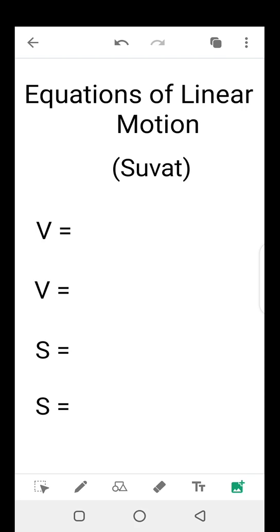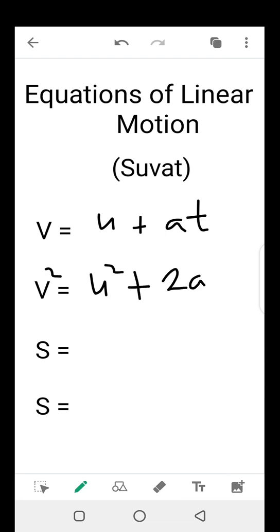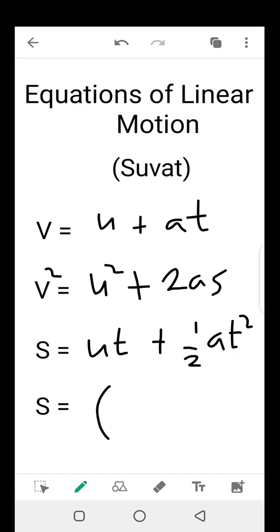V equals U plus AT. This is the first equation. The second one is V squared equals U squared plus 2AS. While the third one is S equals UT plus half AT squared. And the last but not the least is S equals open bracket U plus V over 2, times time.